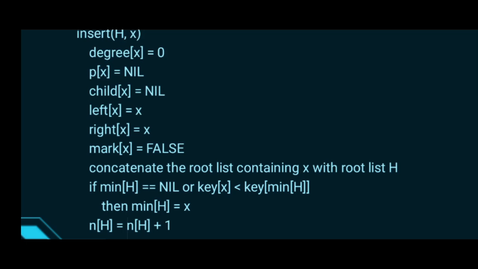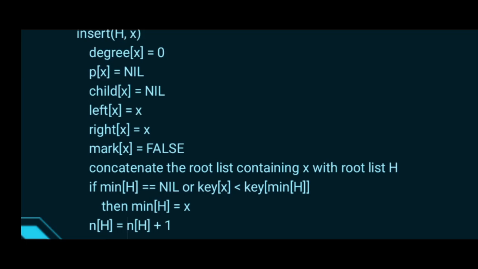Now moving on to the root list integration. Concatenate the root list containing x with root list H. This links the new node x into the root list ng Fibonacci heap, which is identified as H, meaning it connects the new node doon sa mga existing root list. And this will form a circular list.